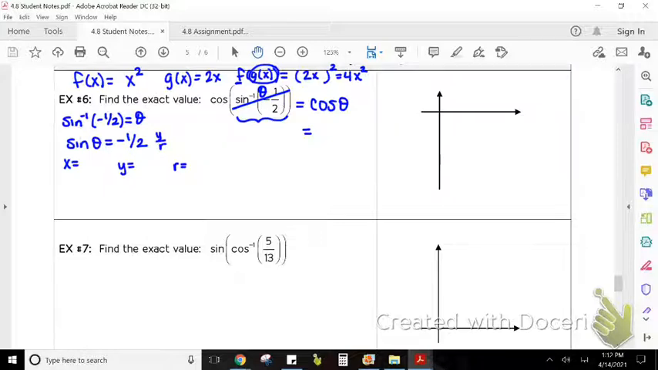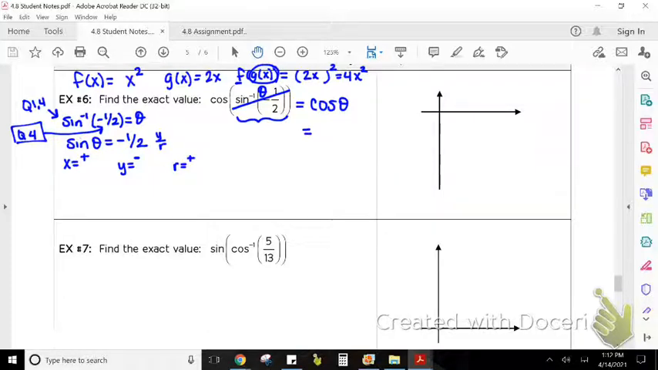Now we were dealing with the inverse sine, so what quadrant were we in? 1 and 4. And because it was a negative number, be more specific. 4. Everybody okay with that? So we know that we are in quadrant 4. Tell me about x in quadrant 4, positive or negative? Positive. Tell me about y in quadrant 4. Negative. And r? Positive. Always positive.